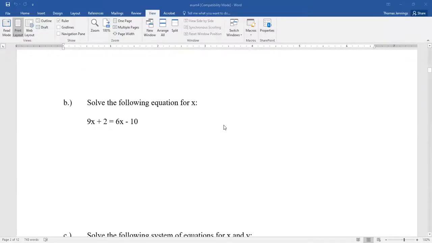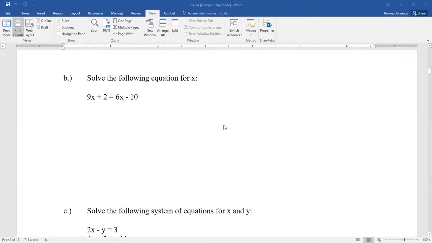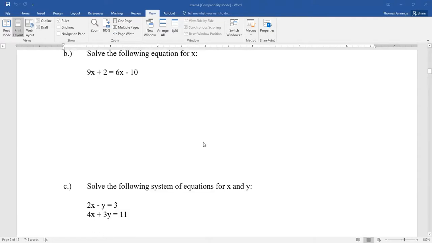So next problem, we had to solve the following equation for x. So this is a solve the equation, hopefully something pretty straightforward after all the algebra we did. You'd get all the x's on one side, all the numbers on the other. If you subtract 6x from both sides, you'd have 3x on the left. Subtract 2 from both sides, you'd have negative 12 on the right. And 3x equals negative 12, so x must equal -4. And you could check that, plug it back in, and make sure it works.